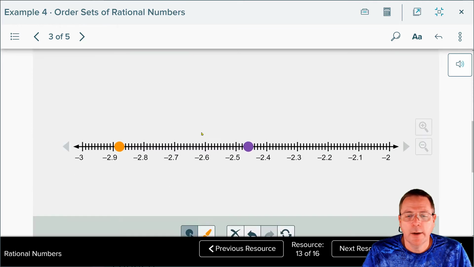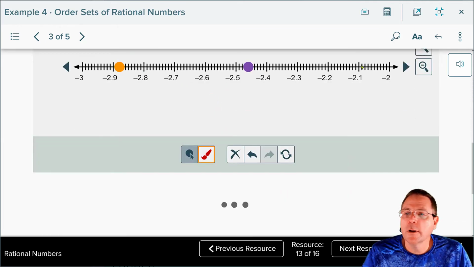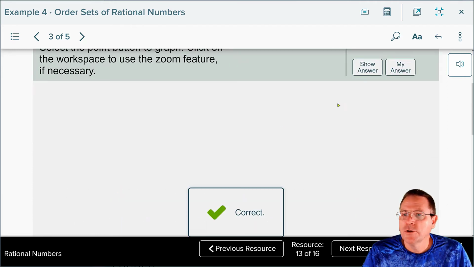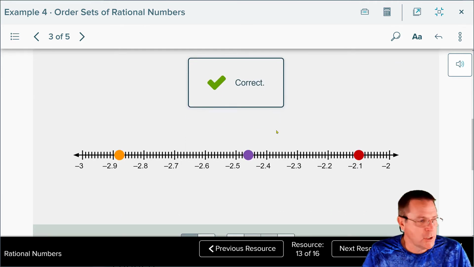And finally, negative 2.1. Get a different color here. That one's going to be easy. It's right on the spot right there. Check our answers, and everything checks well.